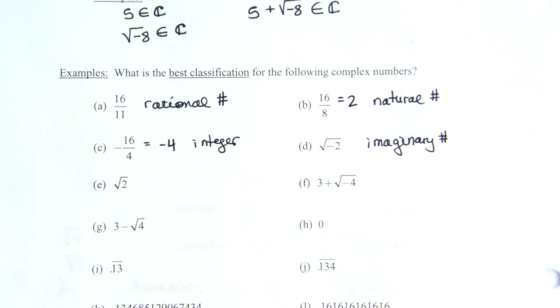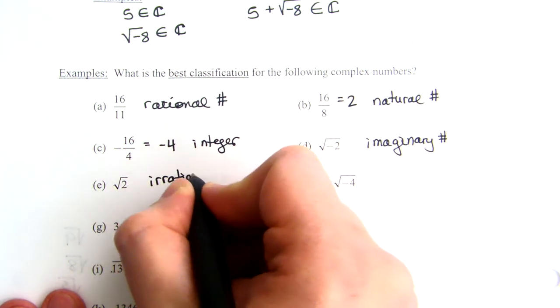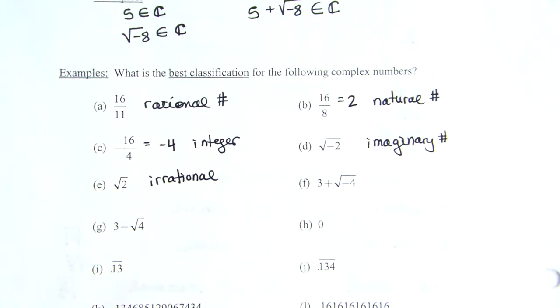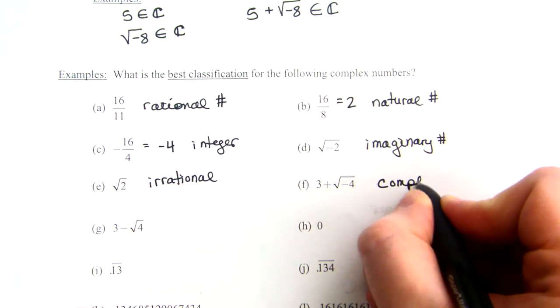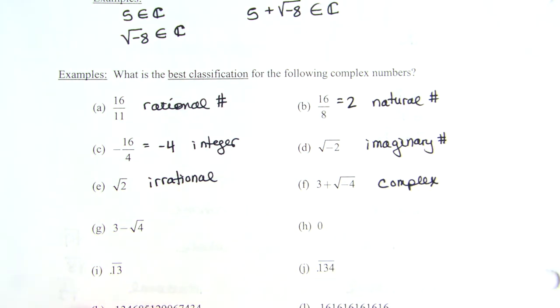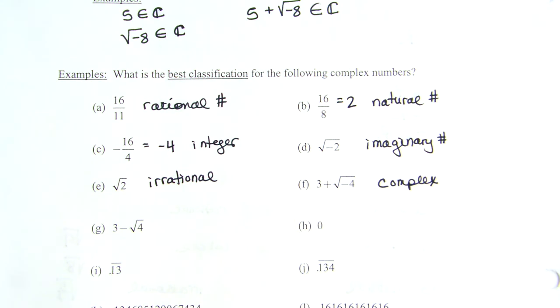Letter E, square root of 2. We've seen this one a few times already. That's an irrational number. 3 plus square root of negative 4. That's a complex number. And this is the only type of number whose best name is complex because it's a real number plus an imaginary number. How about G?